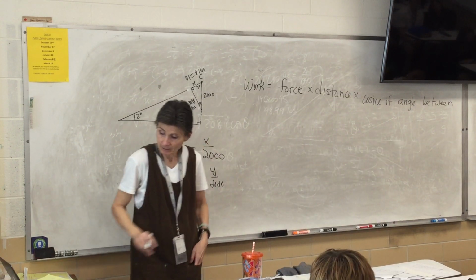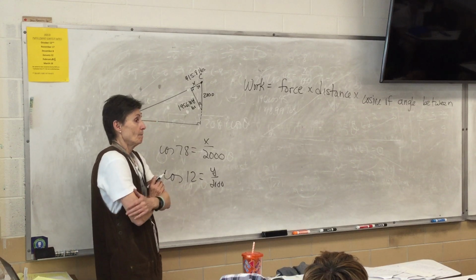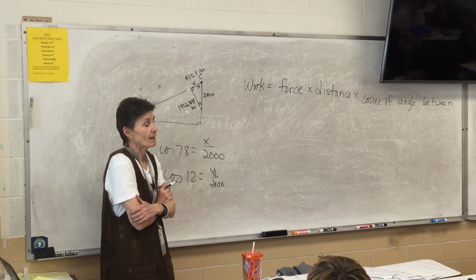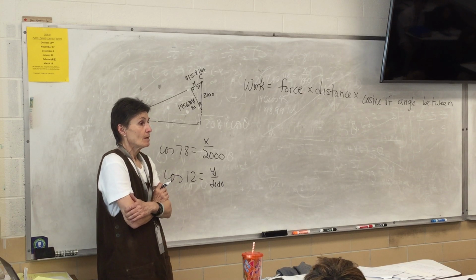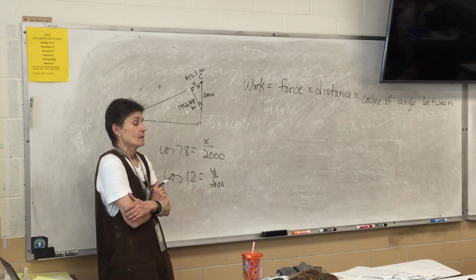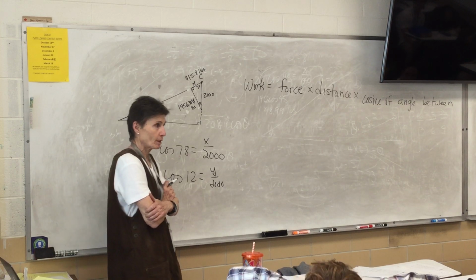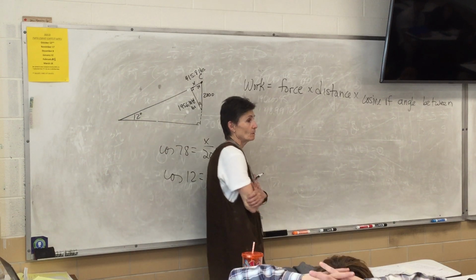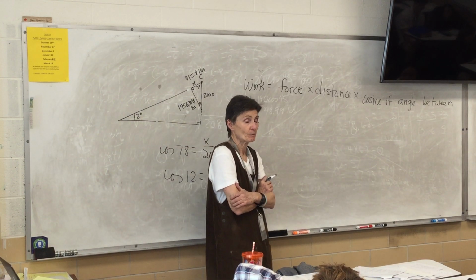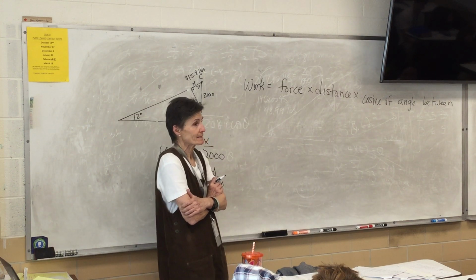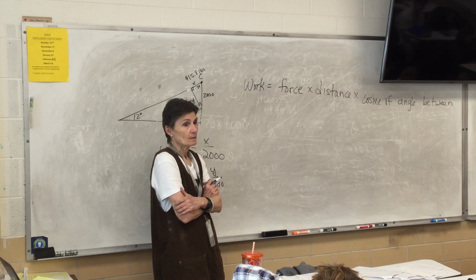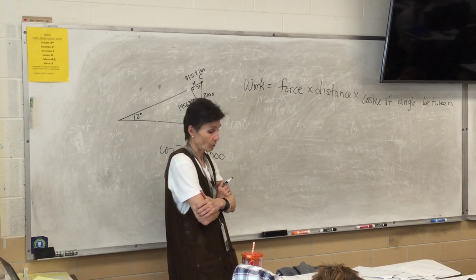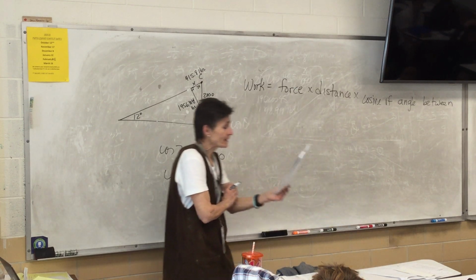Work can be calculated by taking the force times the distance times the cosine of the angle between. So when you think back to the dog problem, we knew the magnitude of the force, we knew the cosine of the angle between, or we could find the cosine. We didn't know what distance they were pulling the dog. But if you know those three things, you can calculate the work. So let's see if we can answer question 6.